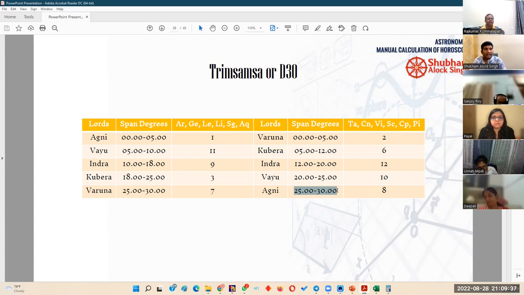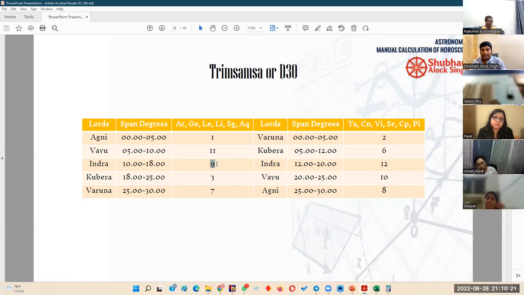Secondarily, now this comes automatically that the D30 of Mars in a male Rashi belongs to the male sign of Mars, hence Aries. And in a female Rashi, the D30 of Mars belongs to the female Rashi of Mars, that is Scorpio. The D30 of Saturn in a male sign belongs to the male Rashi of Saturn, Aquarius. In a female Rashi, it belongs to the female Rashi of Saturn, Capricorn. The D30 of Jupiter in a male Rashi goes to the male Rashi of Jupiter, Sagittarius. In a female Rashi, it goes to the female Rashi of Jupiter, Pisces. The D30 ruled by Mercury in a male sign goes to the male sign of Mercury, Gemini. In a female sign, it goes to the female sign of Mercury, Virgo.